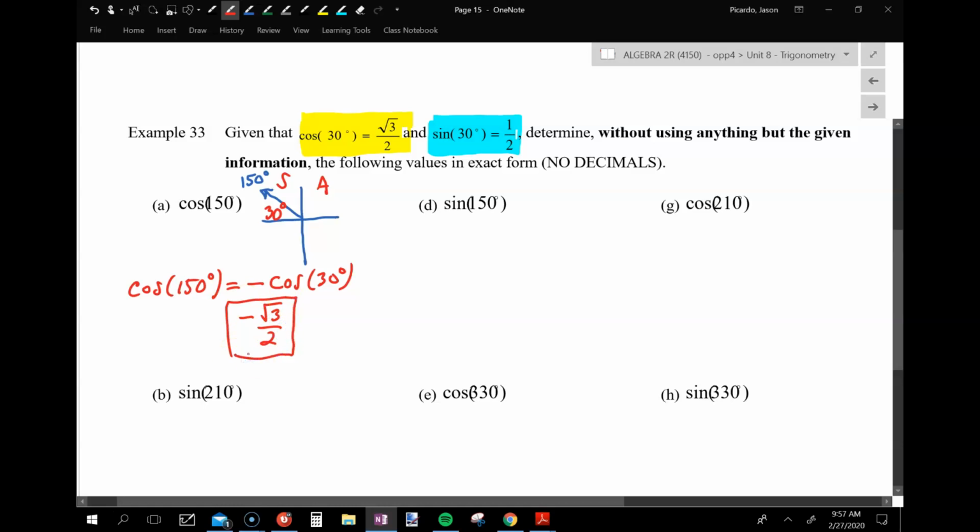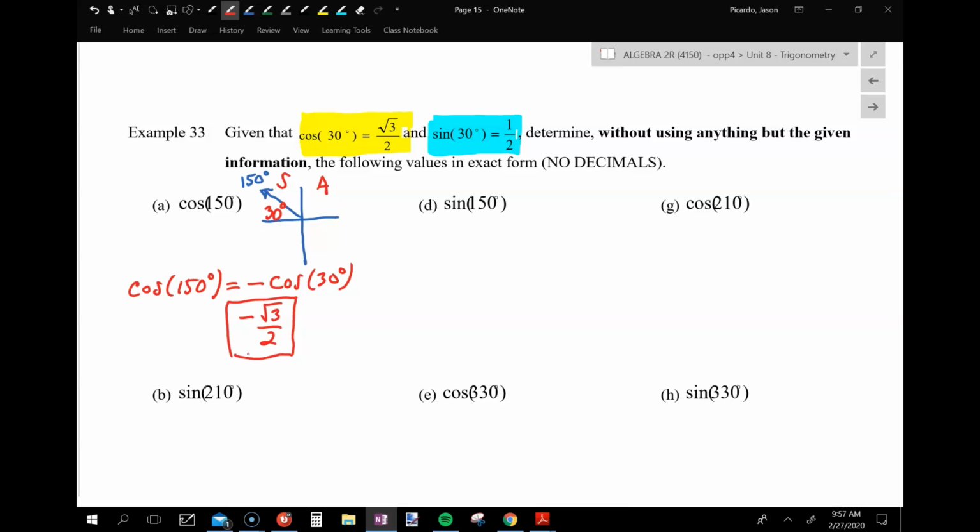So what did I do right there, guys? I did two things. Thing number one, I determined my reference angle. Thing number two, I determined my sign based on the quadrant.